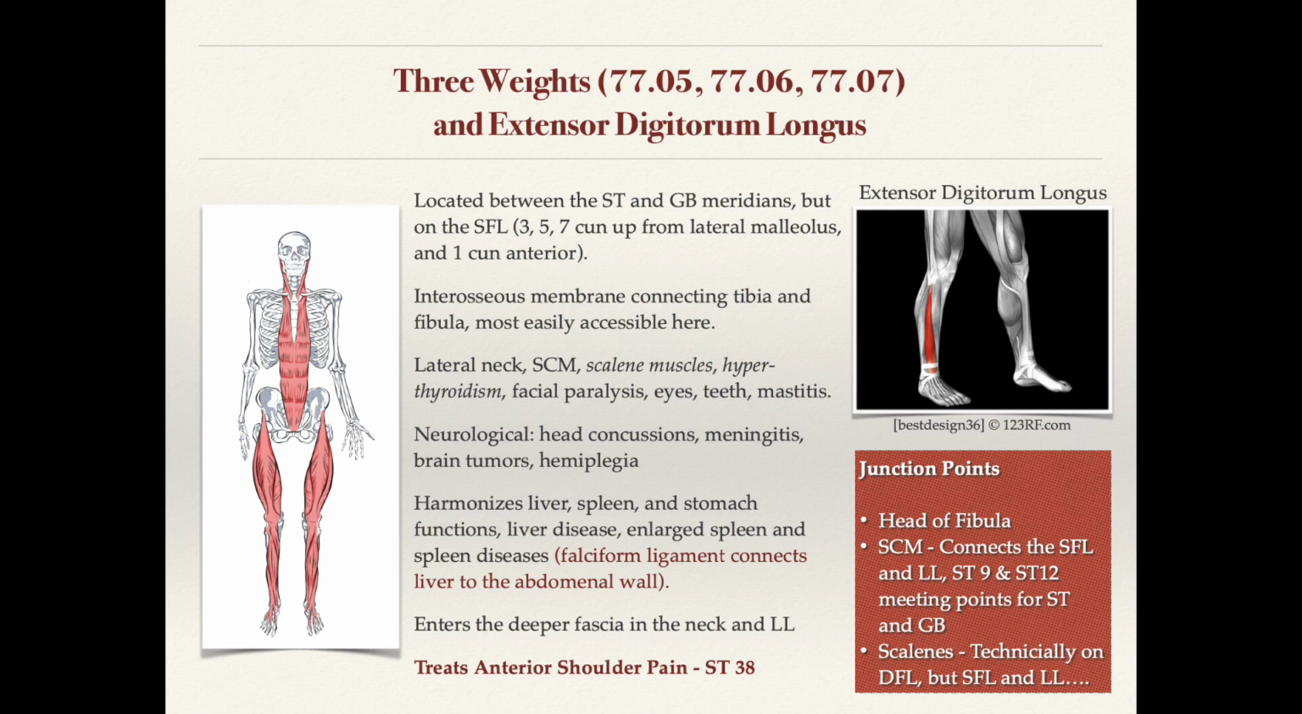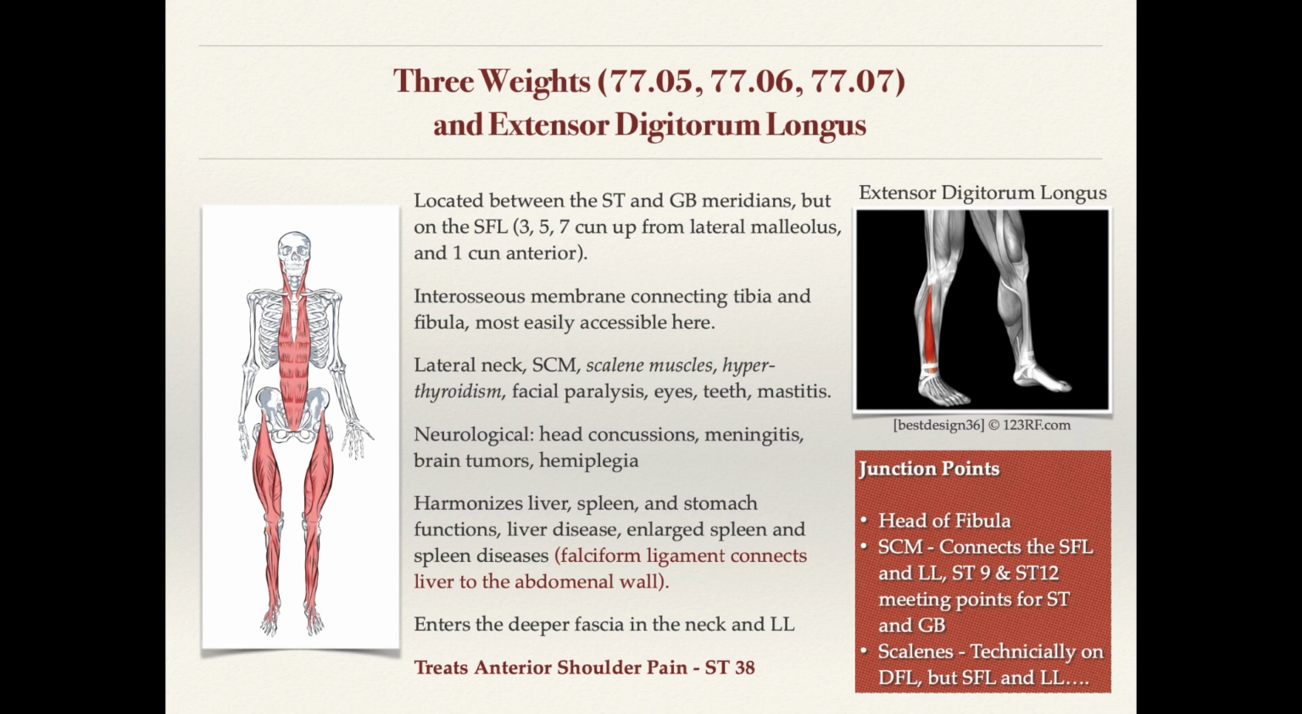Okay, the next part here in the red box, it reads junction points. And understanding the junction points, or what we traditionally call the meeting points, is really very insightful because we can learn a lot about the way the meridians cross over and meet and the way that the muscles do this, and we can learn a lot about the anatomy as well. So the head of the fibula is a junction point for both the lateral line and gallbladder meridian, and then the superficial front line and the stomach meridian.